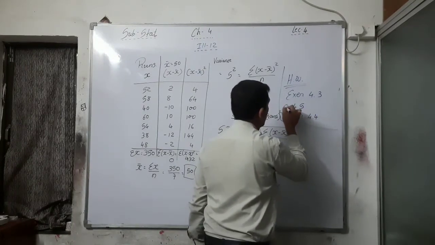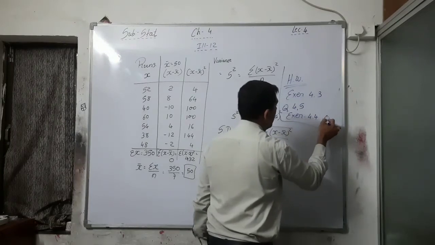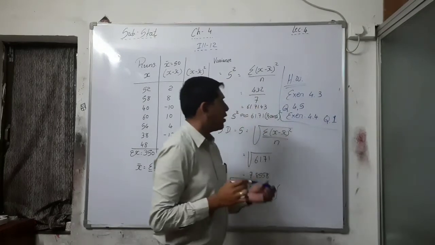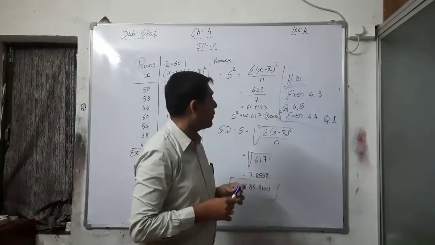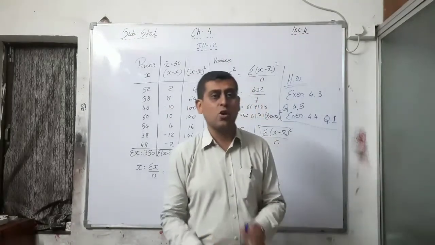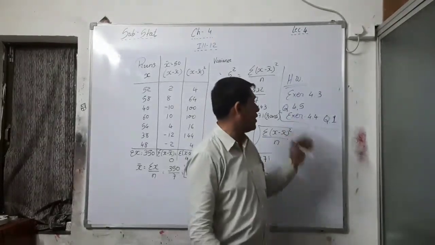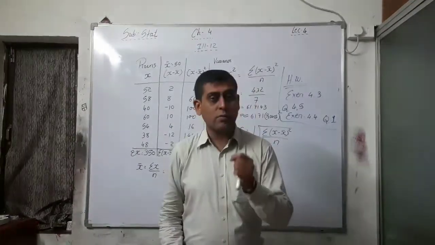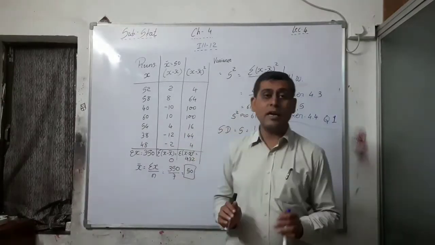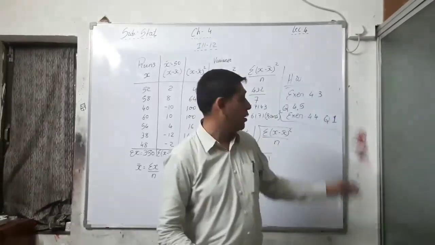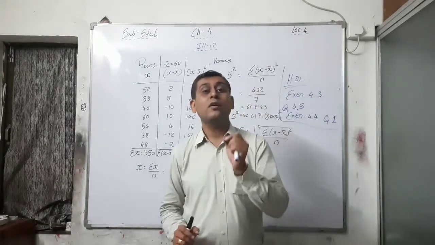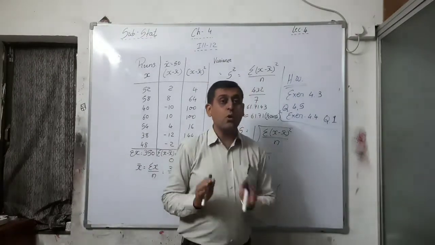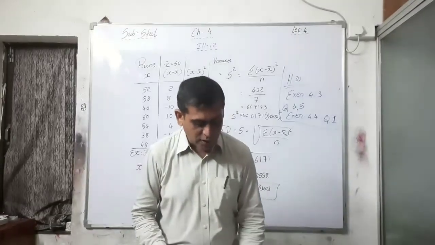4.4, question number only 1. Question number 1 is your homework. So only 3 sums are in your homework. Question number 4 and 5 of exercise 4.3, and exercise 4.4 question number 1. That is by ungrouped data, and into this question, x bar is an integer, that's why we have to take this value and this formula. So it is very easy to calculate and it is very easy for you.